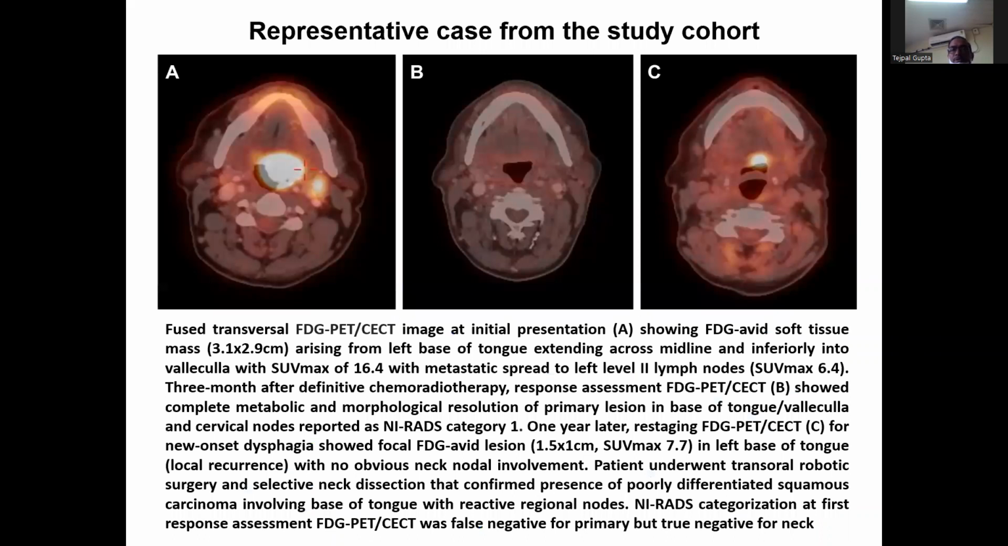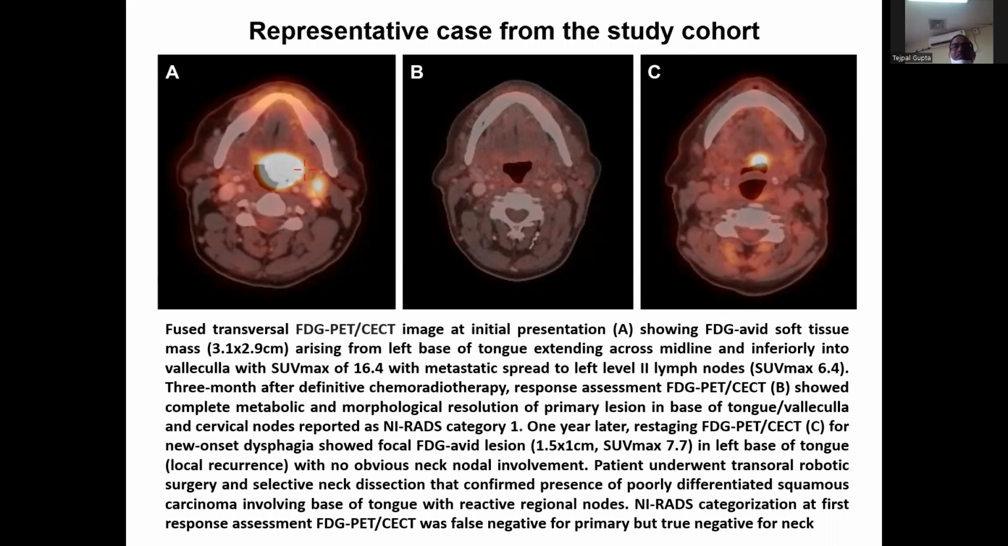So this is a representative example from the cohort. This was a patient who at index diagnosis had an avid mass in the left base of tongue crossing the midline with an ipsilateral neck node. 3 months after definitive radiochemotherapy, there was complete metabolic and morphological resolution of both the primary site and the neck node. So he was assigned NIRADS category 1 for both primary and neck.